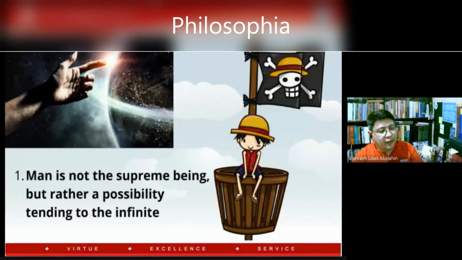Number one, the human person is not the supreme being, but rather a possibility tending to the infinite, possibility because of the presence of the soul. The human person is not the supreme being, therefore you are not God. Peter Kreeft, one of my favorite philosophers and authors, said the disease of the human person is this: he forgets these four very important words. God said, I am God, you are not. Man, the human person, is not the supreme being.